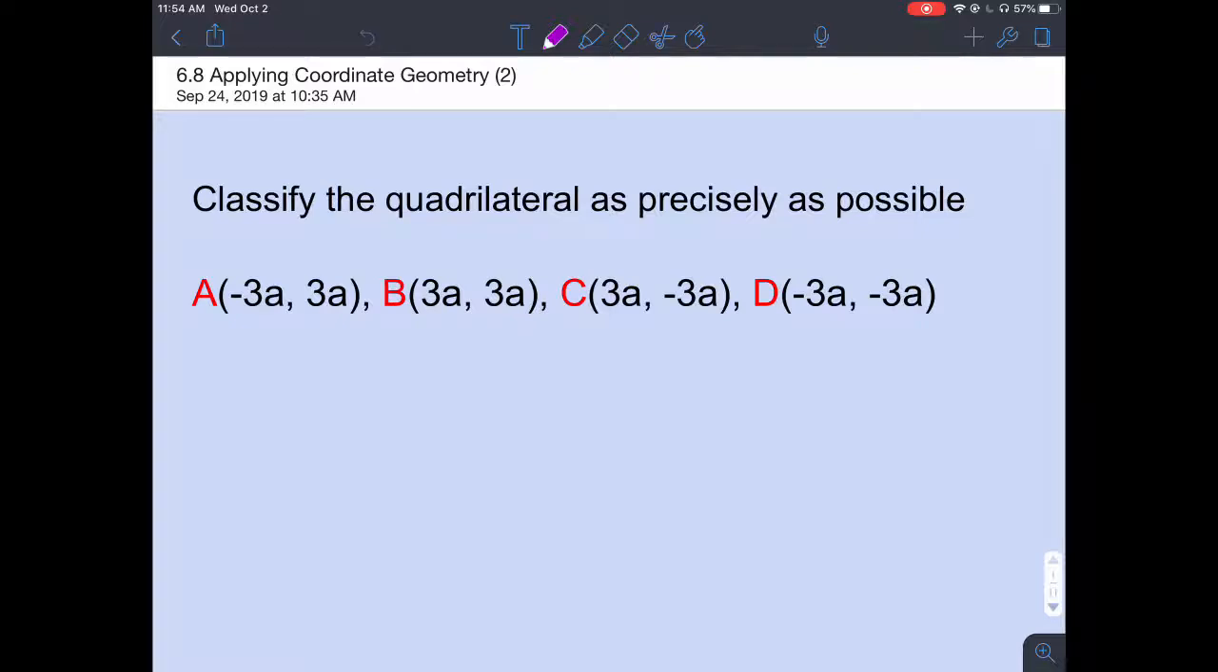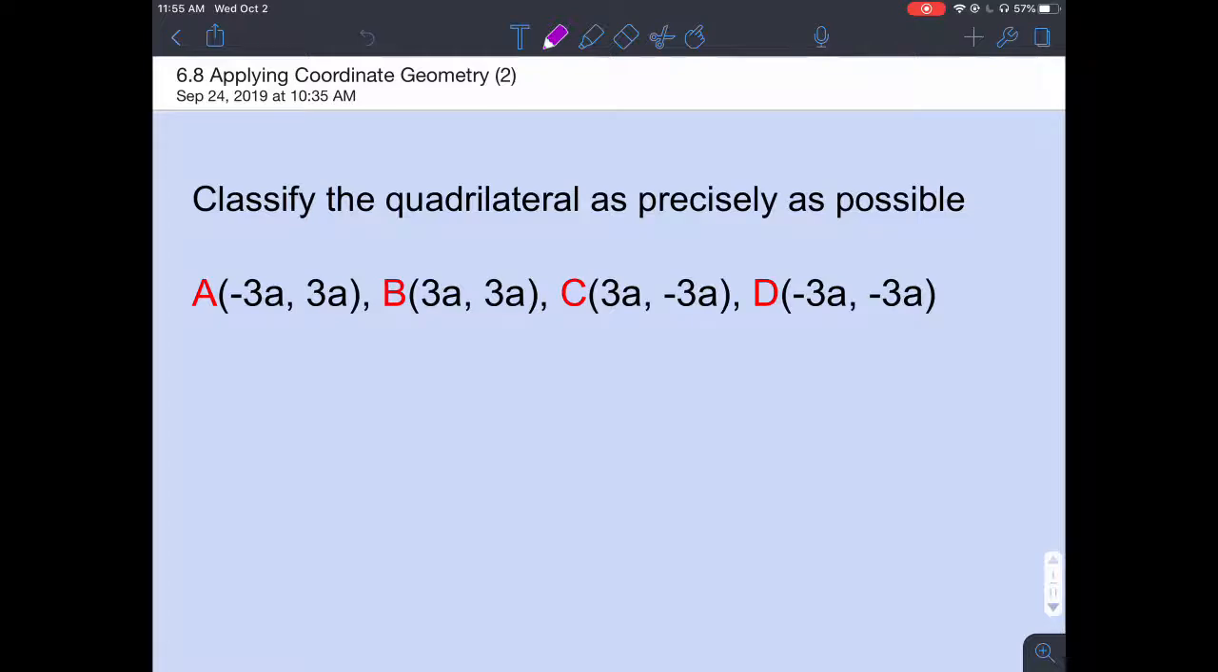So let's look to see what we know. Point A is going to be 3 units to the left and 3 units up, and that's 3A. Now, with any variable, you can always plug in a number for it, and that will allow you to get a better idea of what it looks like. So the easiest one to plug in would be a 1, because 1 doesn't change the number. So that means we'd go 3 units to the left and 3 units up.